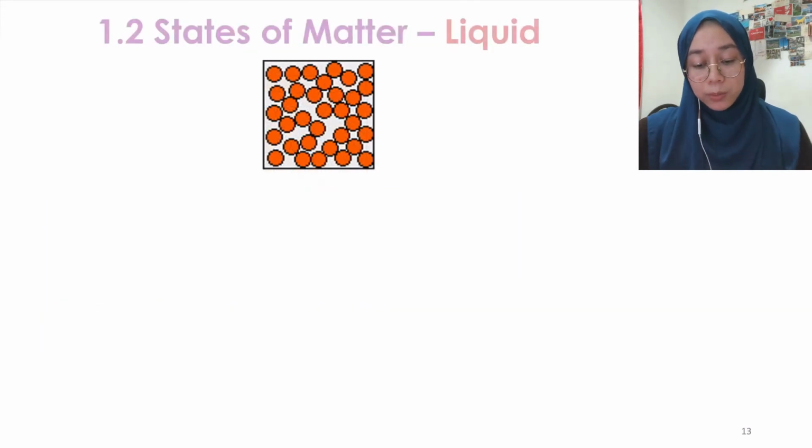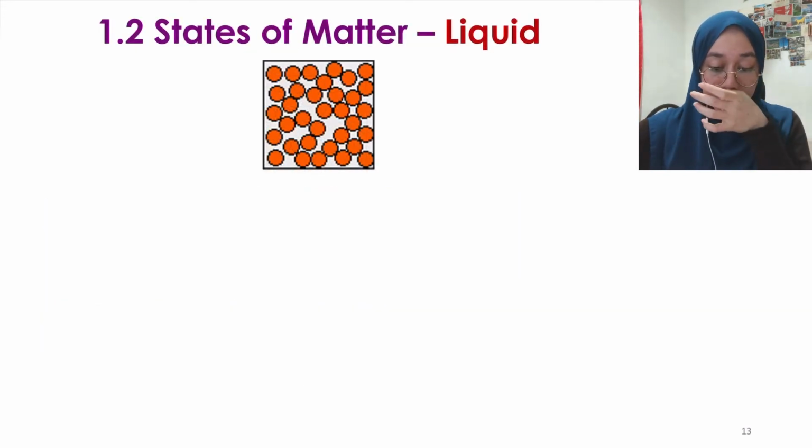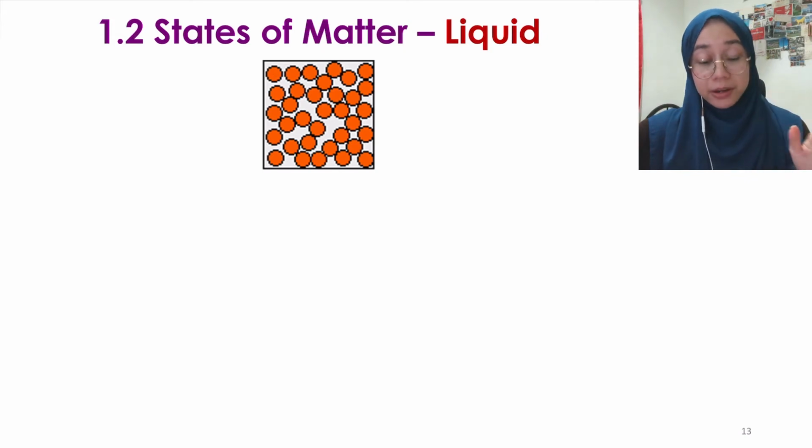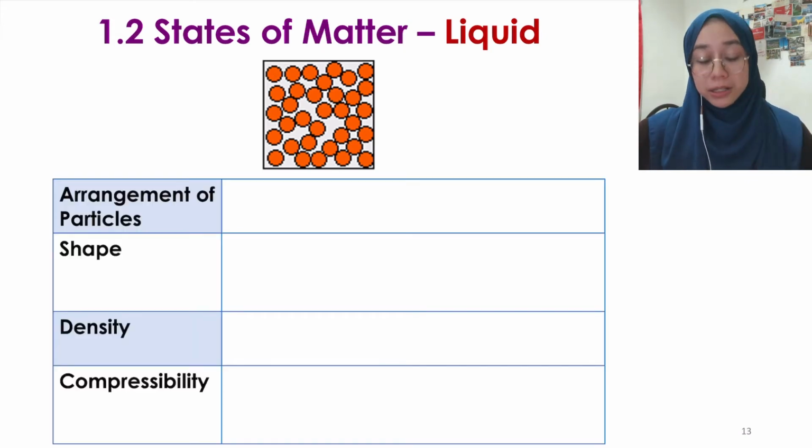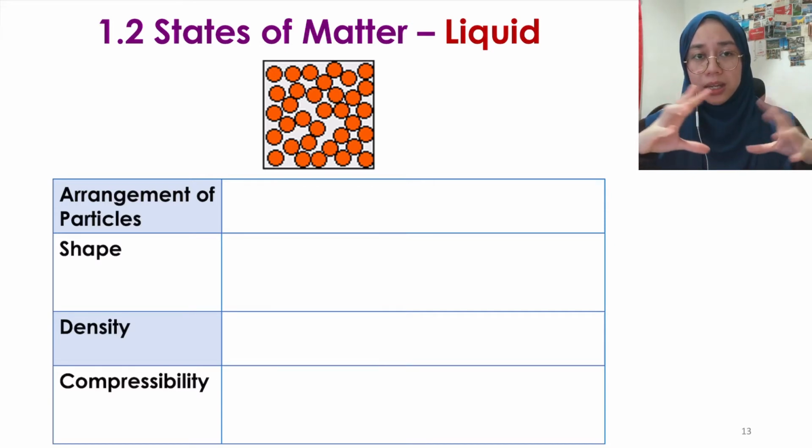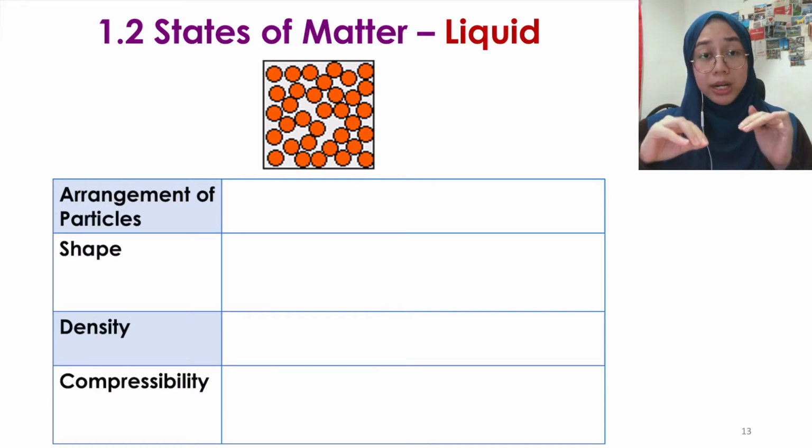Meanwhile untuk liquid pula, so I think from the diagram you can figure out, it's a bit different compared to solid. So it is still looking like they are closely arranged between one another.